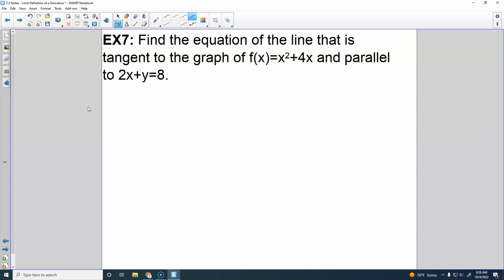I need you to think, well, what's missing? What's been on the other problems that we don't have on this problem? The point. The other ones have said, like, at x equals 2, or at x equals 3. This one does not say that. So we're going to have to find the point first. We need to know what point this is at before we can actually do anything with this. How in the world are we going to do that?